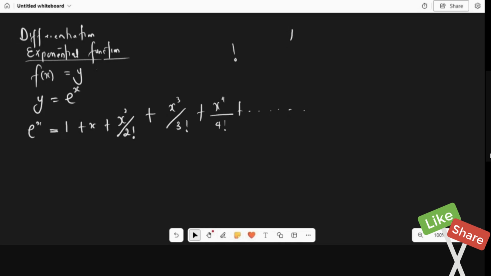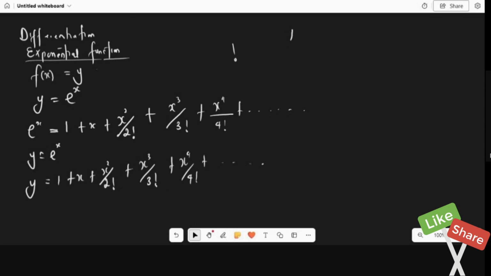All right, so let's continue. In the case where we have y is equals to e to the power of x, we can replace it by having y is equals to 1 plus x plus, let's just make it short, plus x to the power of 3 over 3 factorial plus x to the power of 4 over 4 factorial and so on and so forth.